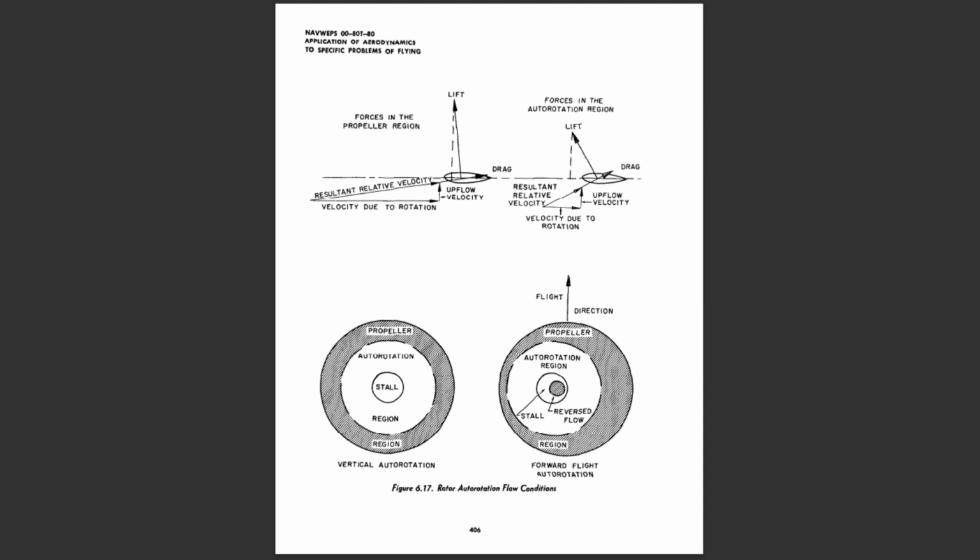Actually, the stable autorotation condition will exist only when the autorotational speed is within certain limits. If the rotor speed is allowed to slow some excessive amount, then the rotor becomes unstable, and the RPM will decrease even further unless the pilot immediately corrects the condition by proper control action.